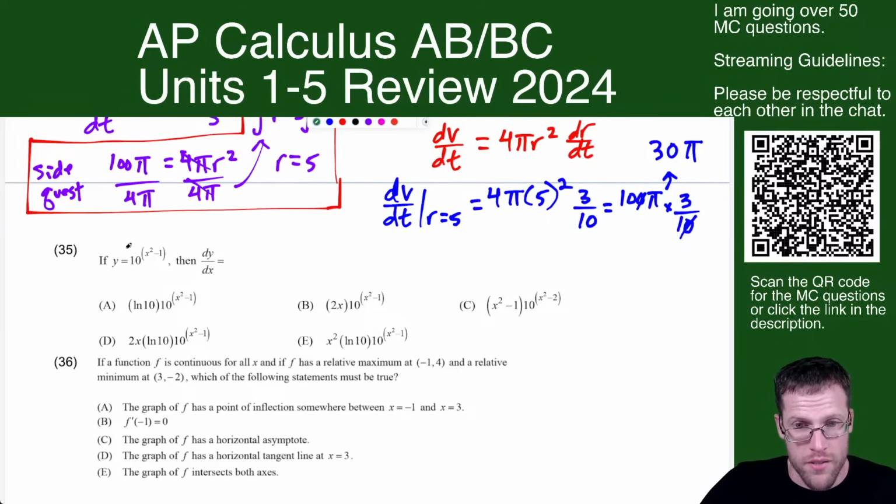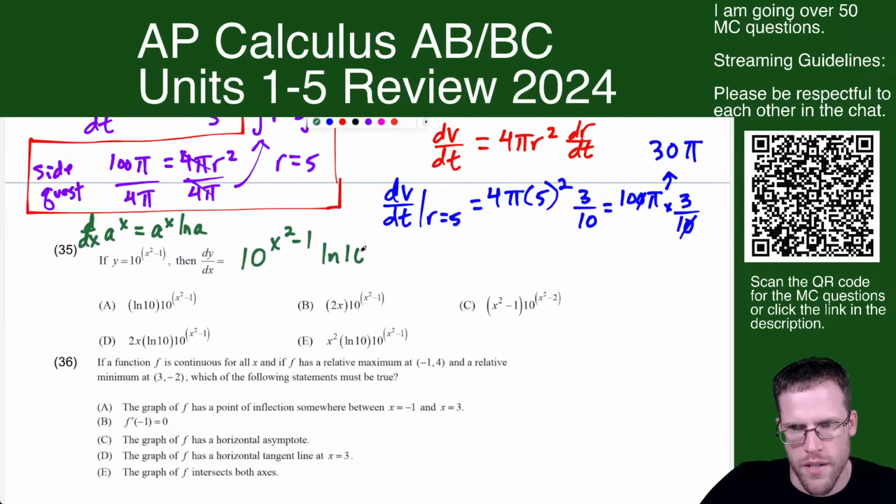All right, so if you memorize the formula for derivatives of exponentials, like you just know the derivative of a to the x is a to the x ln a, then you'll finish this somewhat quickly. You'll just say, oh, 10 to the x squared minus 1, natural log 10, but then the derivative of the exponent is 2x. So then, is this one? Yeah, that looks like choice D, and it is.